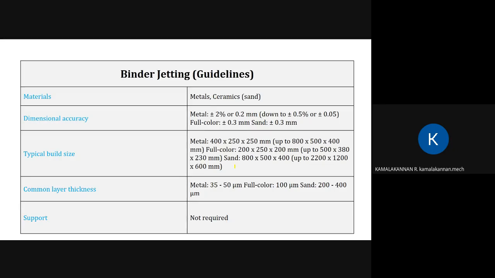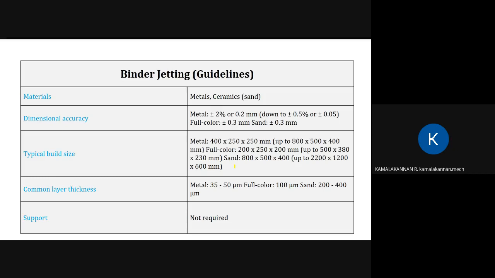Common layer thickness will vary for metal and sand. As I told you, for metal 35 to maximum 50 micrometer will be possible, for full color 100 micrometer, and for sand 200 to 400 micrometer is possible. And here there is no need of any special support. Okay, it is placed inside. I think the whole product will be developed with the help of powders. The powder will support the overhang, so it doesn't need any extra support.